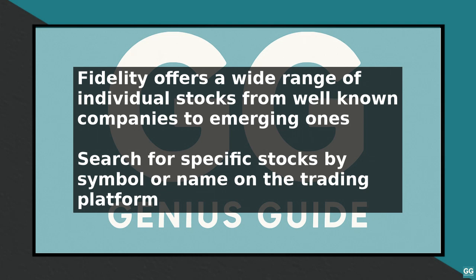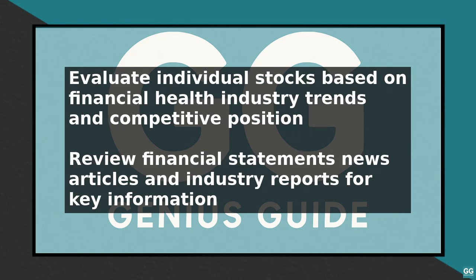To buy individual stocks, simply enter the stock symbol and the number of shares you want to purchase, and confirm your order. You can also set a limit price, which allows you to specify the maximum price you are willing to pay for the stock.